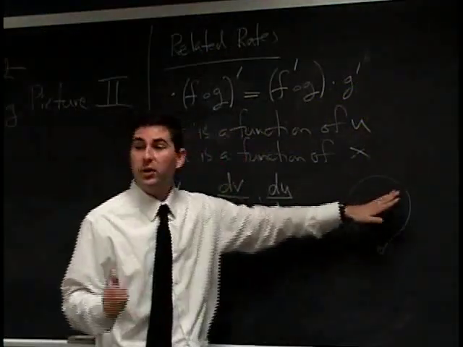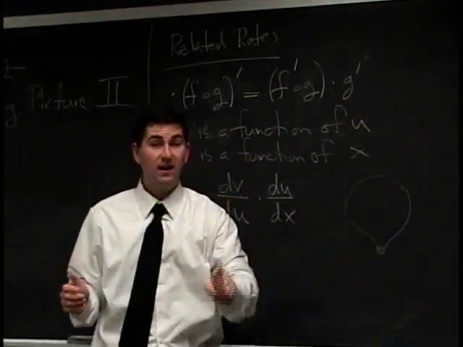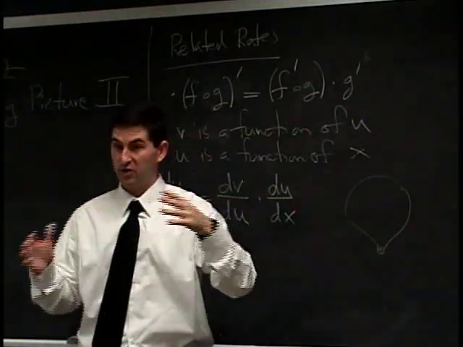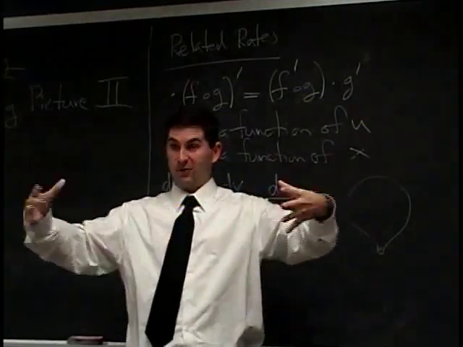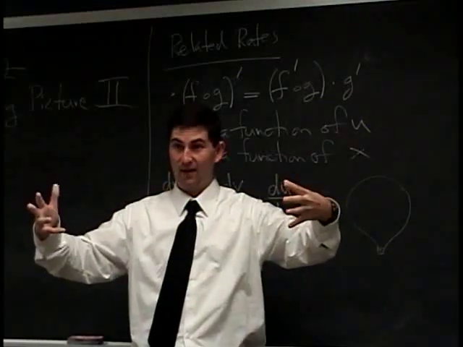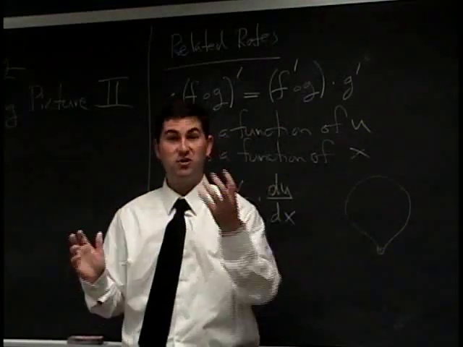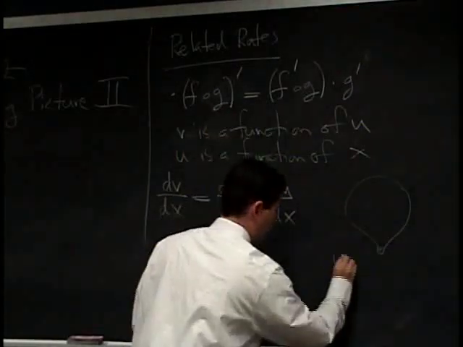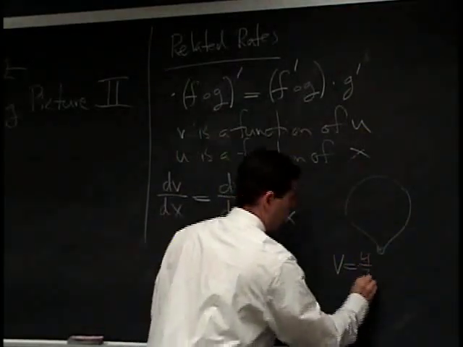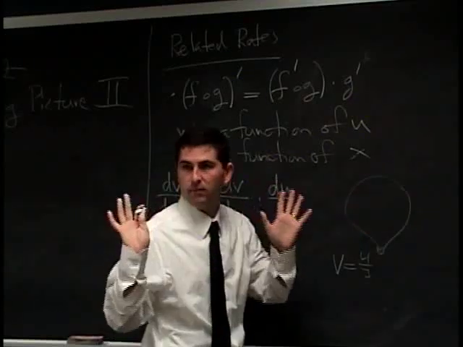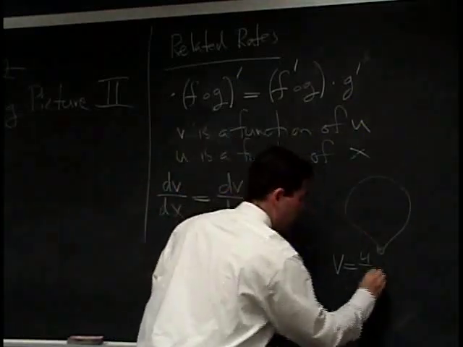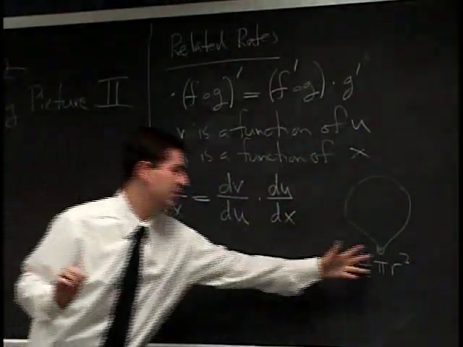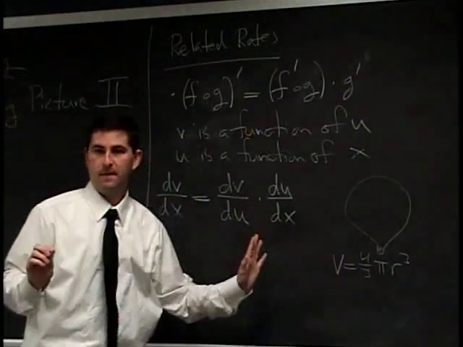What we do know, though, is that the rate of change of the volume is related to the rate of change of the radius. As the volume is growing, so is the radius. We also know that if you forget about rate of change, the volume is related to the radius. There's a formula for it. Assume this was a sphere, that's the easy way to do this. The volume is 4/3 pi r cubed. So there's some relation between these things.